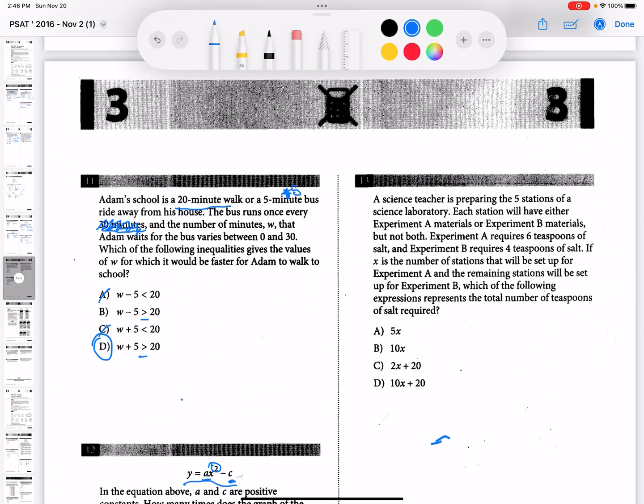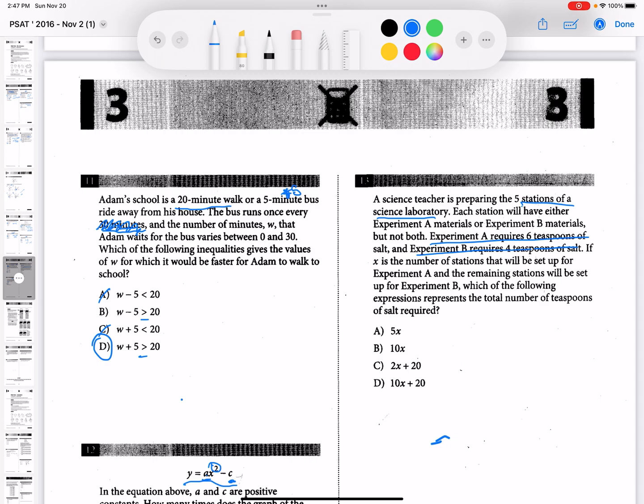A science teacher is preparing 5 stations of a science laboratory. Each station has experiment A materials or experiment B materials. Experiment A requires 6 teaspoons of salt. Experiment B requires 4 teaspoons of salt. If x is the number of stations set up for experiment A, the remaining stations will be set up for experiment B. So we're trying to find the remaining stations, and also the teaspoons of salt required.